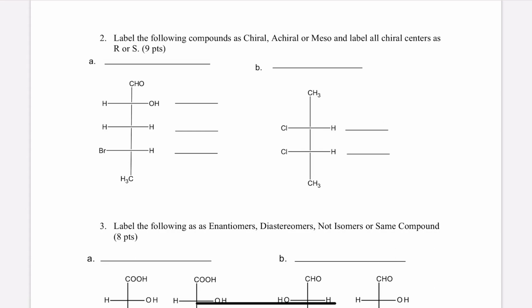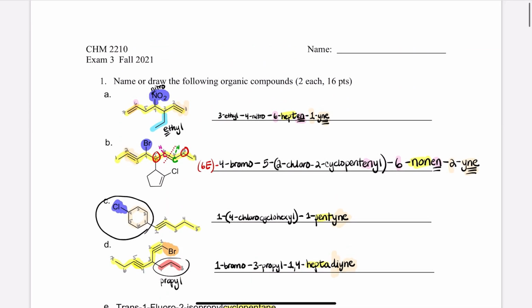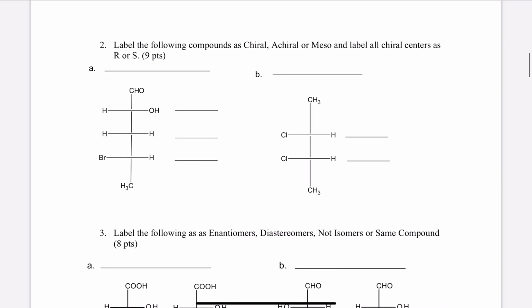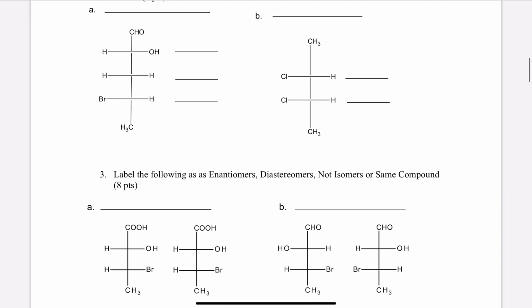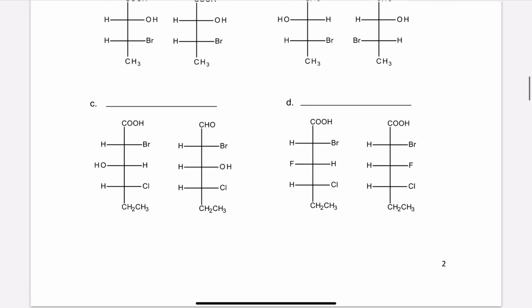Hey, so this is part 2 of the fall 2021 exam 3, where I'm going to go over the chiral, achiral, meso, and then the enantiomers, diastereomers. So this page.